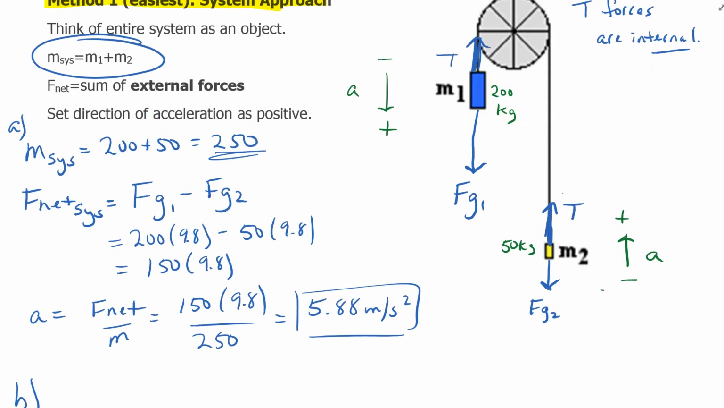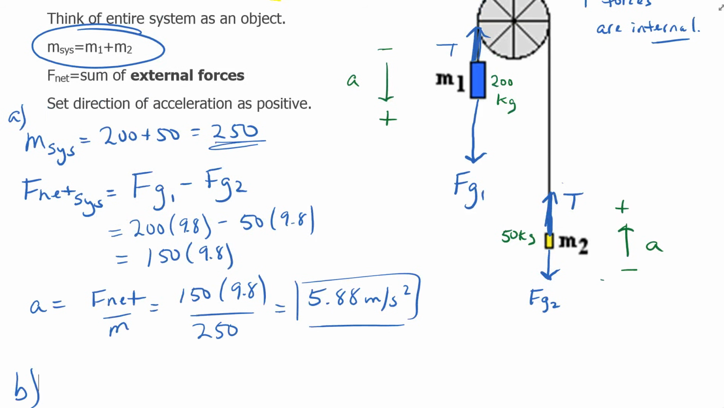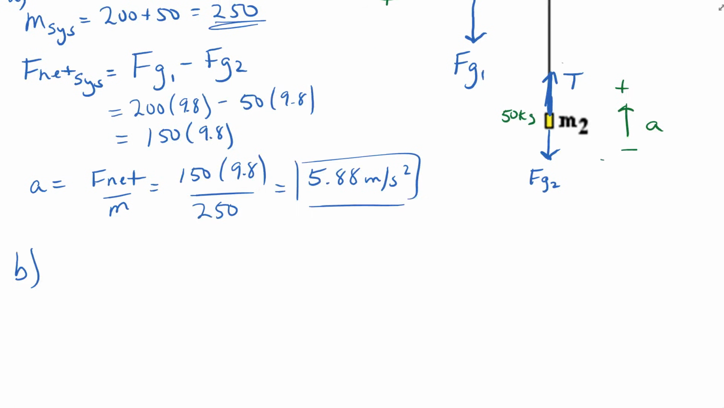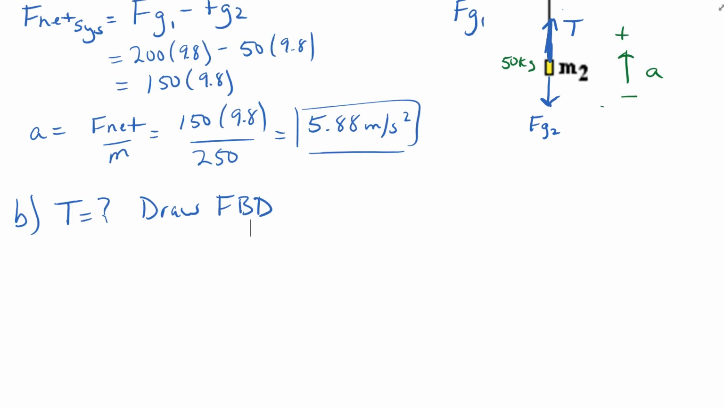Because the tension forces were internal and they don't show up, we can't really use this system approach. Now what we have to do is draw free body diagrams of each object, or consider the free body diagrams. I know I kind of wrote them there already, but I'm going to write them here. So now when I figure out tension, I need to draw FBDs, free body diagrams.